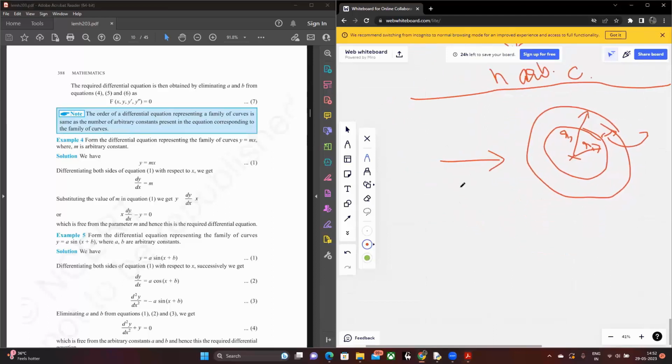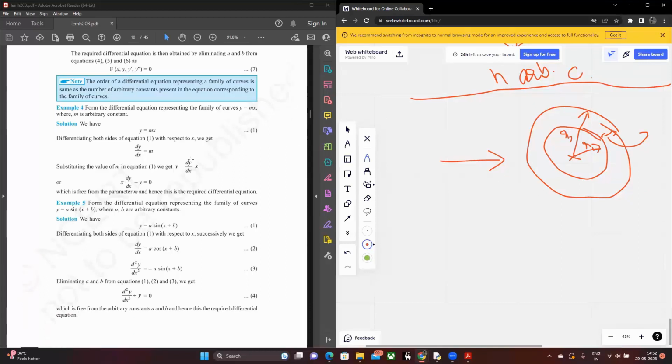So for example, if you wanted to find the general equation for all circles lying in the plane, you will have a differential equation of order 3, because there are 3 constants that determine what the circle is all about. The 2 constants refer to the center and the 1 constant refers to its radius. So the order of the differential equation for all circles in the plane is 3.